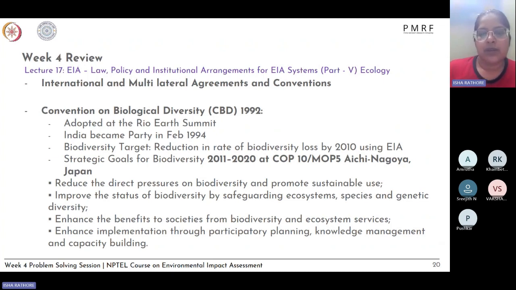We will look at the Aichi Nagoya strategy in slightly more detail in one question further down the lecture. What are these principles? But this was the main aim of the CBD, to conserve and reduce the biodiversity loss which was happening.